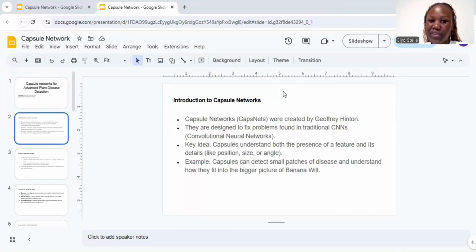Hello, my name is Biostella, and our concept is capsule networks, and that is what I'll be taking you through today. I'll explain capsule networks and how they can be used to detect diseases in plants like banana wilt. That's the project that we're doing.